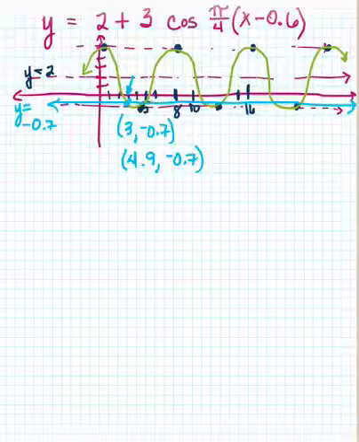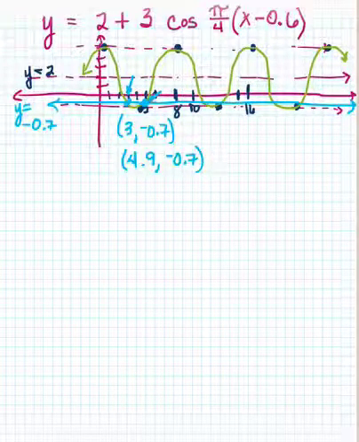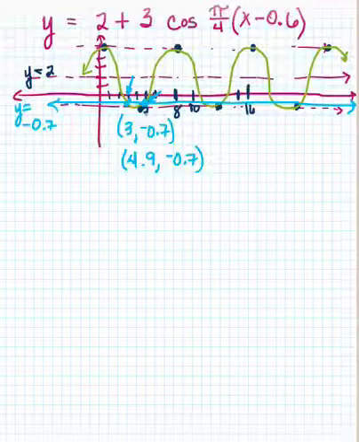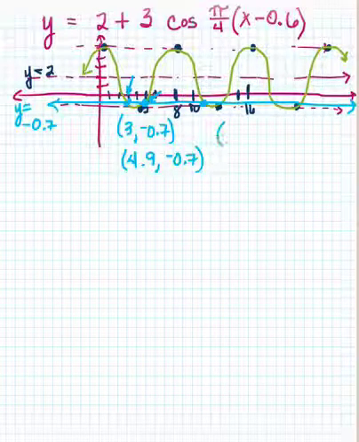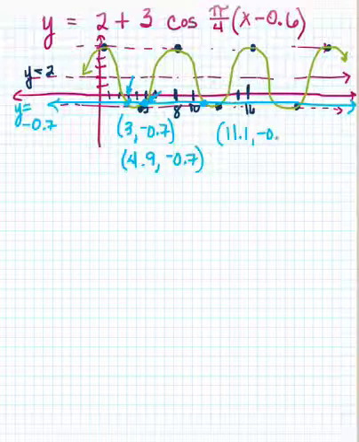Do you see? I'm just looking at this point right here, and I'm asking myself, where is that on the x-axis? It's a little bit before 5. And then right here again, where is that? A little bit past 11. So it looks like it's going to be maybe 11.1 and negative 0.7.